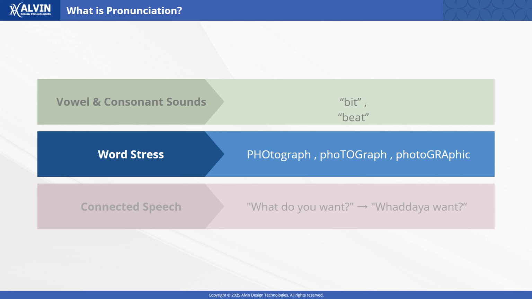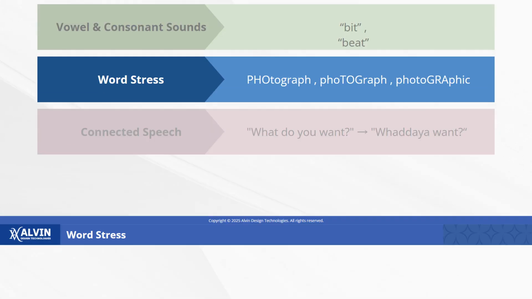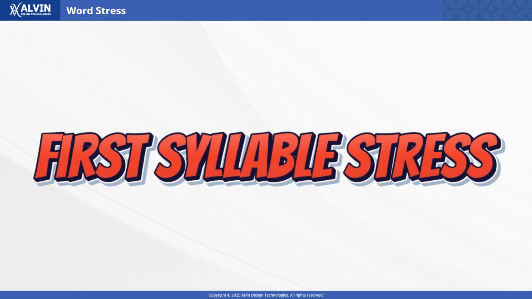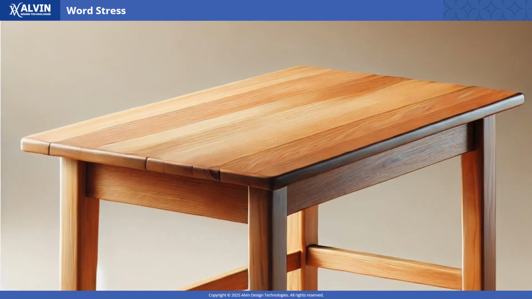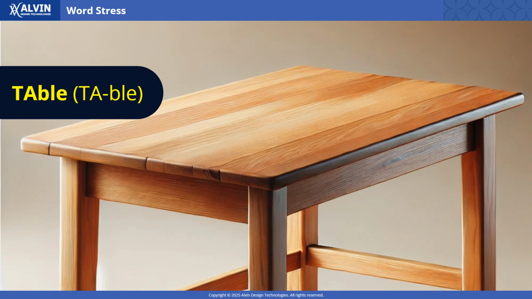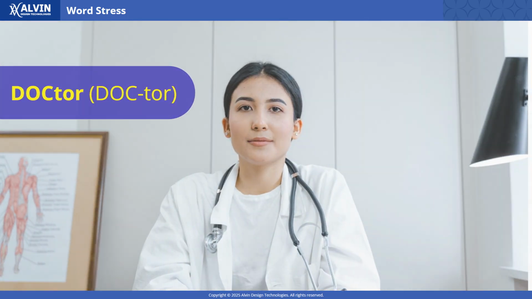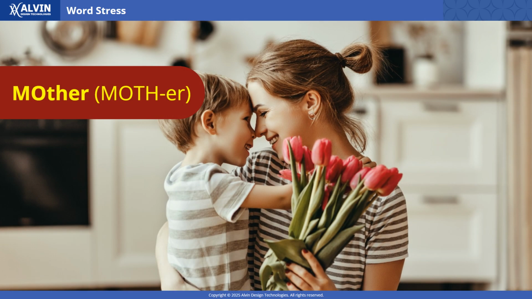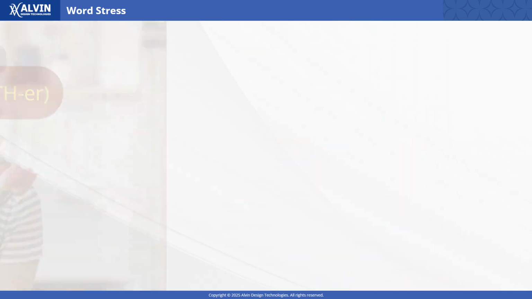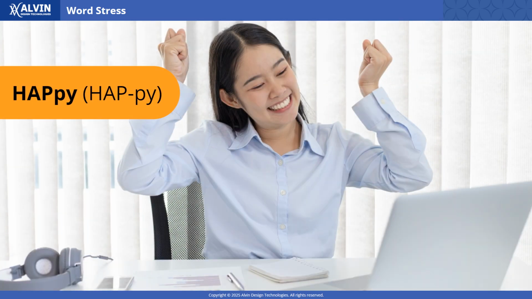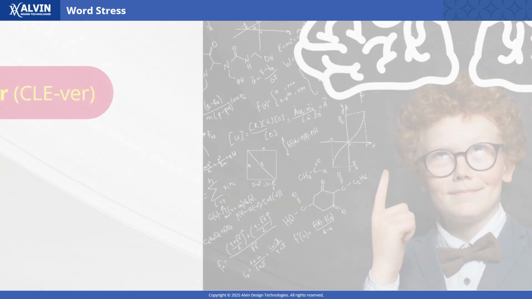Every word has one syllable that is stronger, louder, longer, and clearer. Let's learn about the word stress. Here are a few examples for first syllable stress. Table, doctor, mother, happy, clever.